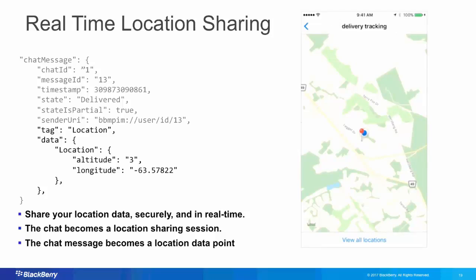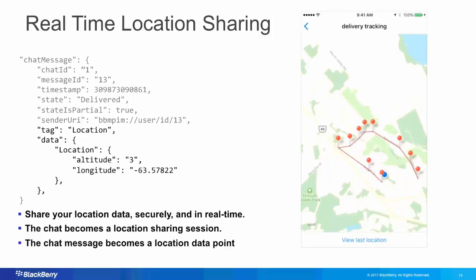and the chat message as a location data point, you can really build an application that tracks the location of a fleet of trucks, for example, in real time in a group sharing session, or it could track the delivery of a package to a destination in a one-to-one session, as you can see from the video playing on screen.